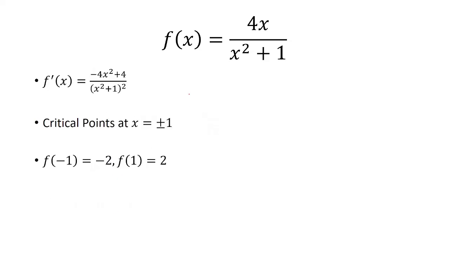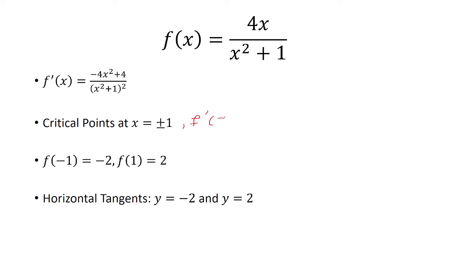And then when we evaluate them, plug them into the original function. x equals negative 1 gives us negative 2. x equals 1 gives us 2. And so these critical points are where the derivative is equal to 0. So it's just going to look like a flat line like this. The slope is 0, and the y value is just going to be negative 2 and 2. So these are the horizontal tangents.